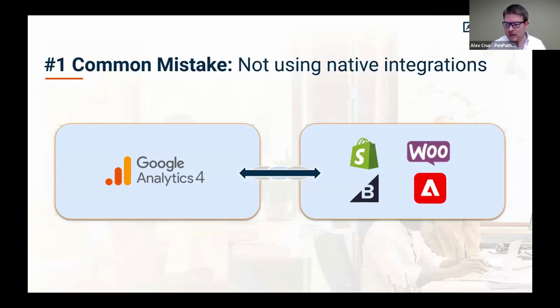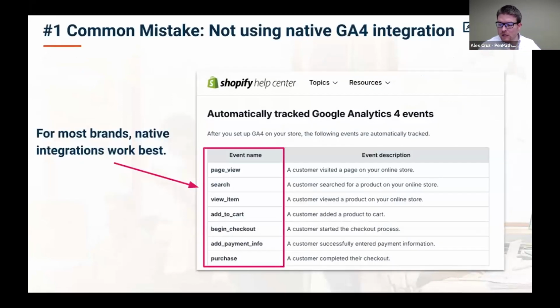But this is a really big common mistake. Again, if you don't do this, you're maybe going to have basic tracking in GA4, but you're not going to get that enhanced ecom tracking. Some of the ecom tracking that happens with the native integration might be pulling in some events. So you're going to get the page view, the add to cart, the begin checkout, the add payment and purchase.